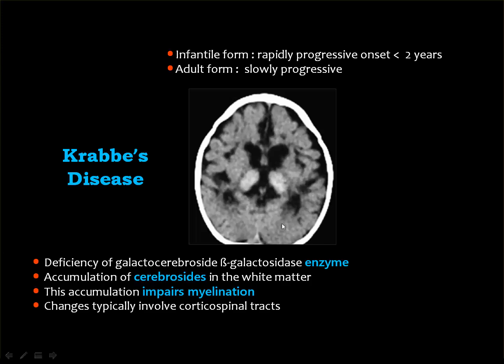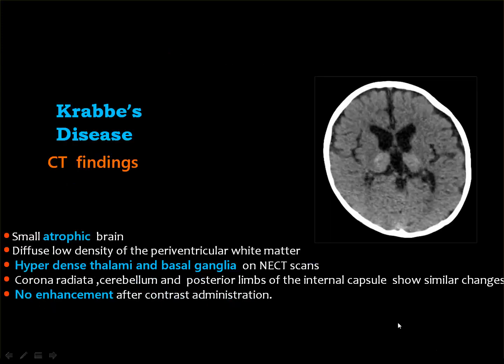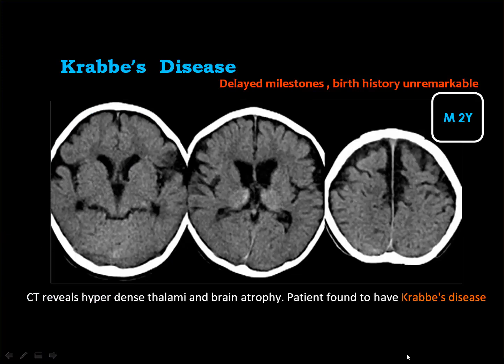Then Krabbe disease is, as I have mentioned, the only one which is diagnosed accurately by CT. We have two forms of the disease, the infantile and the adult. And there are two prominent features of this disease, which are the atrophic brain changes and the hyperdensity of the thalami. It is also the sequelae of enzyme deficiency leading to impaired myelination. The CT findings include a small atrophic brain, diffuse hypodensity in the periventricular white matter, and hyperdense thalami and basal ganglia. If you inject contrast material, it will not enhance.